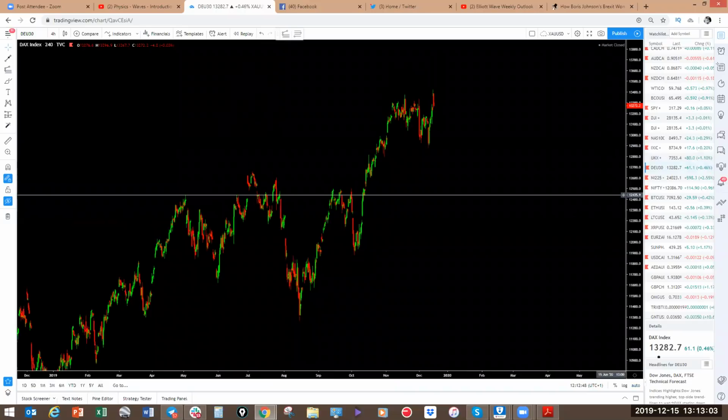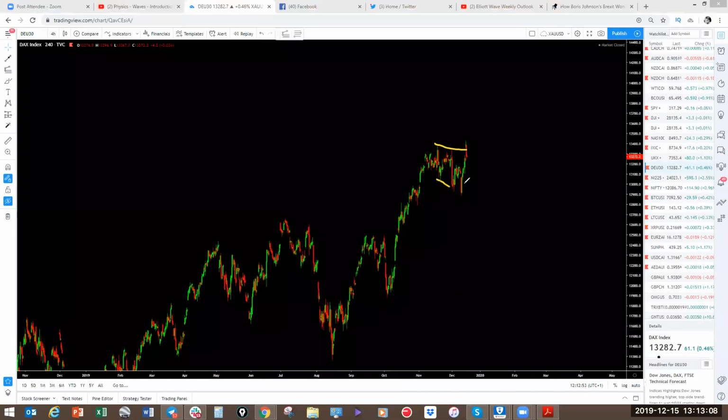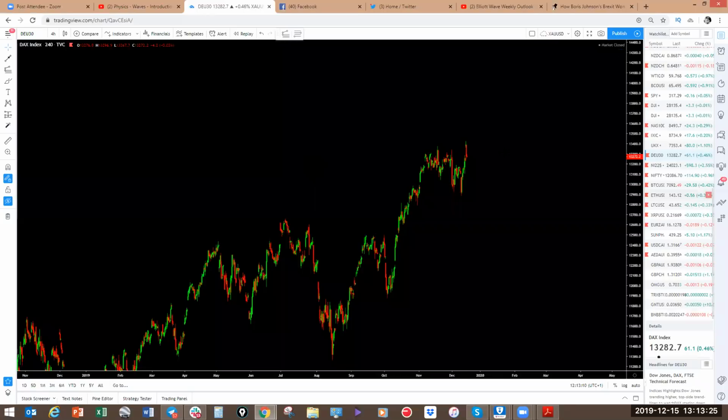The DAX, we've made a push to the upside after this corrective structure. This has already broken the top here. We should see continuation to the upside. Breaking the top here has exposed further upside on the DAX. So I don't think this is a reversal. I think it's just going to be a correction and then a push to the upside. So watch the DAX like that.